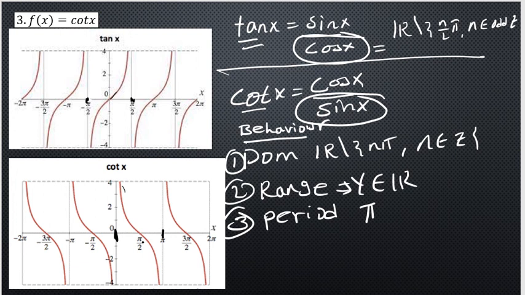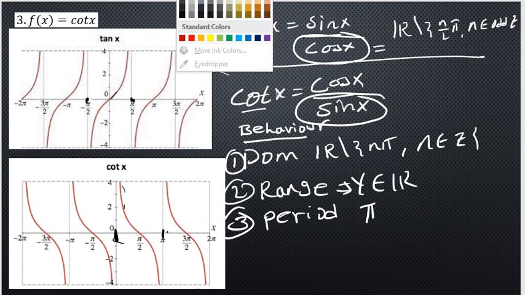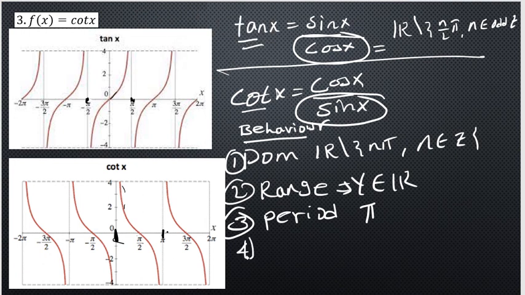But this one is decreasing from 0 to pi, up to the left and down to the right. That means it's a decreasing graph. So behavior number 4, we can say it's decreasing. Tangent was increasing, but cotangent is decreasing.